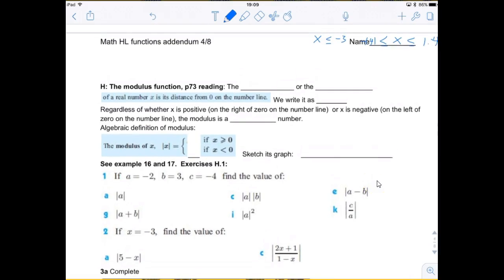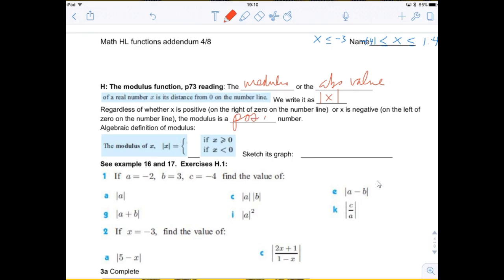Page 4 of functions addendum. The modulus function, starting on page 73, is called the modulus, or the absolute value of a real number, which is the distance from 0 on the number line to a number. We write it as two vertical lines like that. Regardless of whether x is positive on the right of the number line or x is negative on the left of 0 on the number line, the modulus is a positive number.